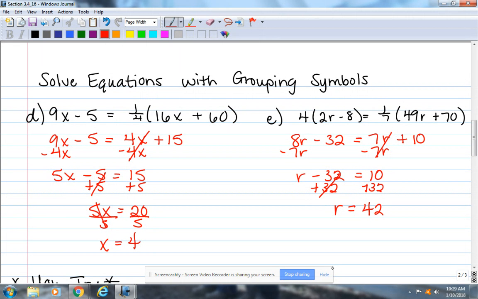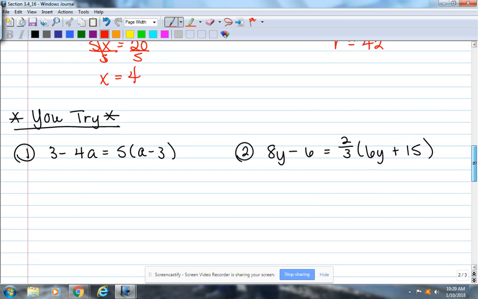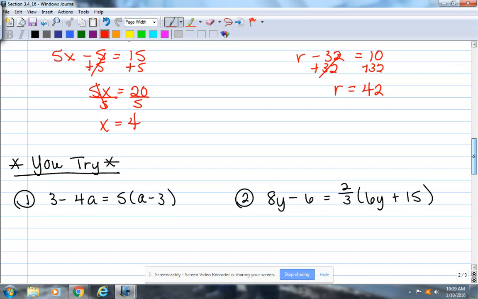All right, next I think I have a couple of You Tries for us. And I want y'all to try that fraction on number 2 and do it whichever way you do it, and then I will show you my trick. But I want to see if y'all can get it right without my trick.